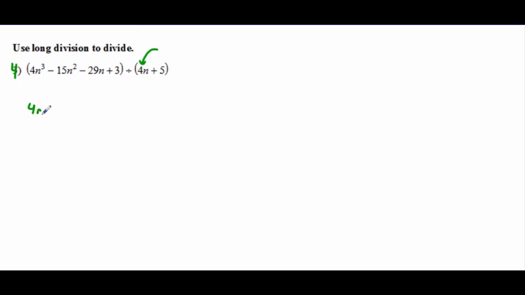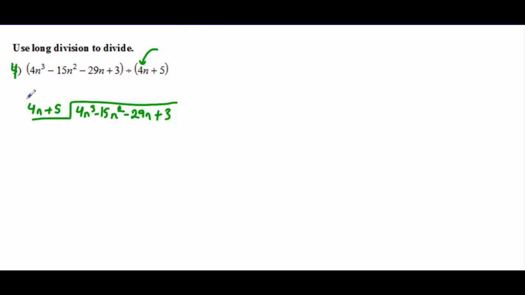So we put 4n plus 5, and then we put 4n cubed minus 15n squared minus 29n plus 3. Again, we need these to be in order, like standard form. If there is something missing, we put plus 0 n squared or plus 0 n or whatever's missing, so that we can keep track of all of our terms. And then the process goes like this.